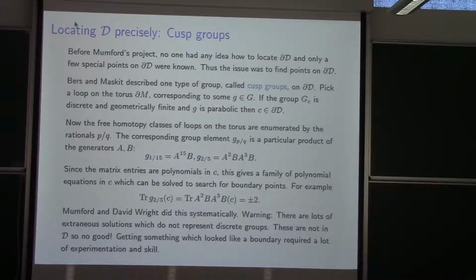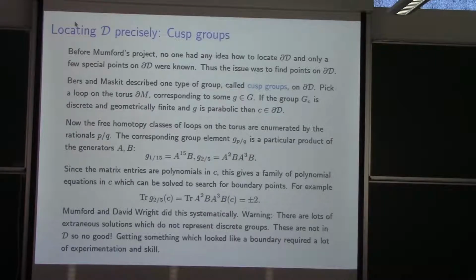But there is a glitch in this, because it's easy to see that these polynomials for P over Q turn out to be a polynomial of degree Q, which rapidly gets huge. So rapidly these polynomials have huge numbers of solutions, and there is no reason to think that most of these solutions correspond to any discrete group at all. In fact, they probably don't.